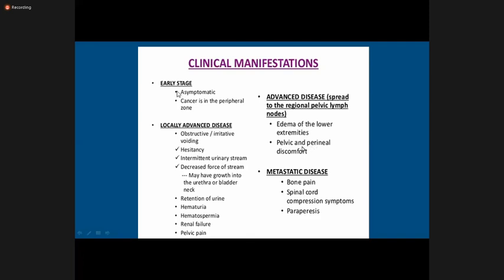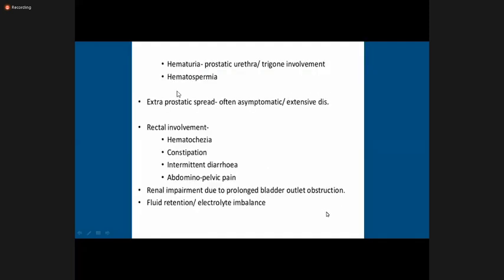The patient complains of backache and lower body pain. With metastasis to the bone, there is bone pain, spinal cord compression symptoms, and paralysis. The hematuria is due to prostatic urethra and trigone involvement. Hematospermia. The extraprostatic spread is often asymptomatic, with extensive disease.